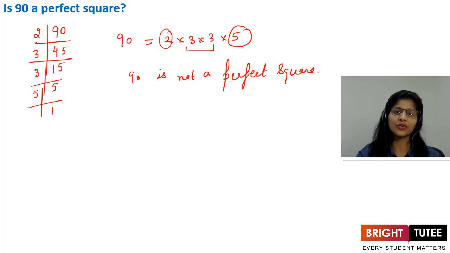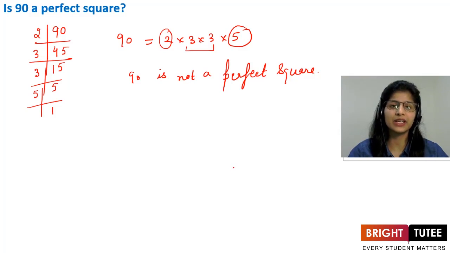Otherwise, what will you do if you don't know prime factorization? You will do repeated subtraction or addition, right? By repeated subtraction, you should get 0 at the end. And by repeated addition, after adding the consecutive odd numbers starting from 1, we should get 90 as the answer. Clear? But we will not get it. So it is not a perfect square. I hope this gives you a clearer idea about perfect squares.